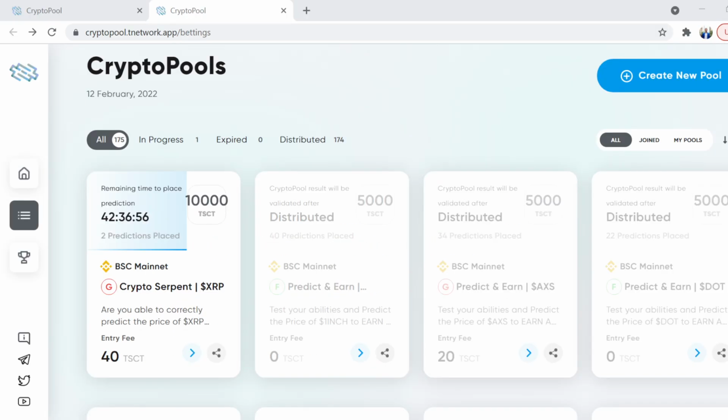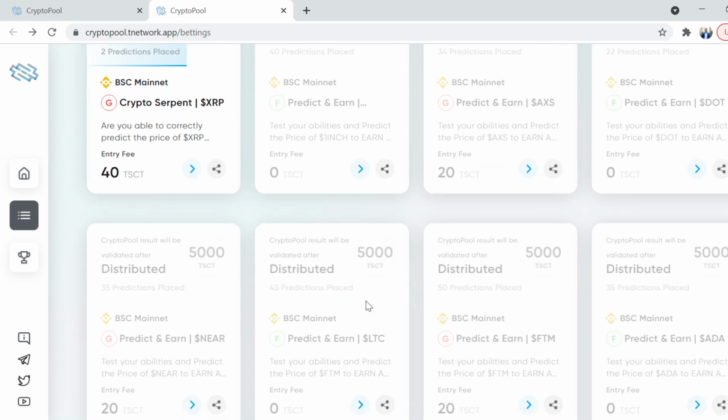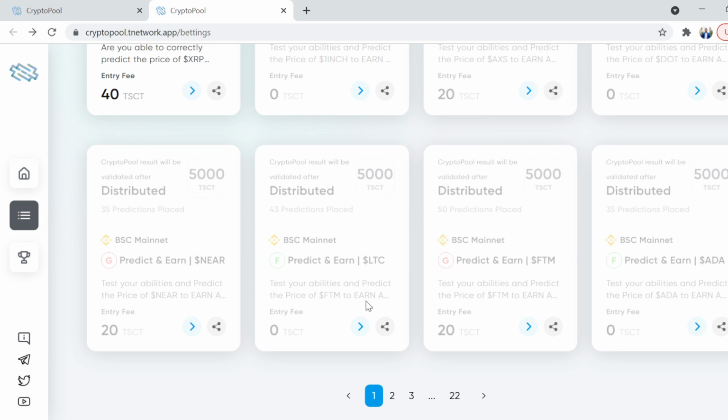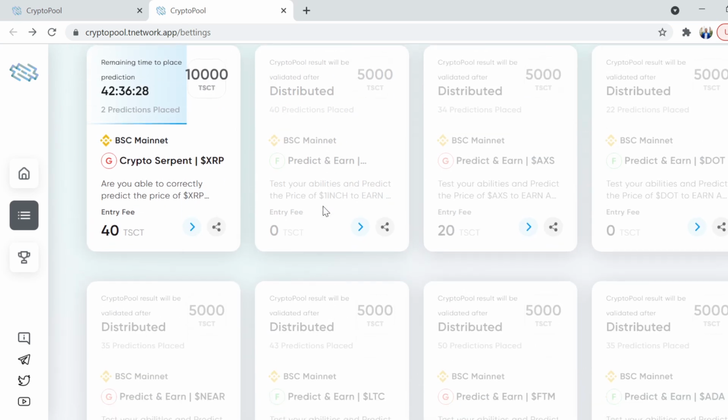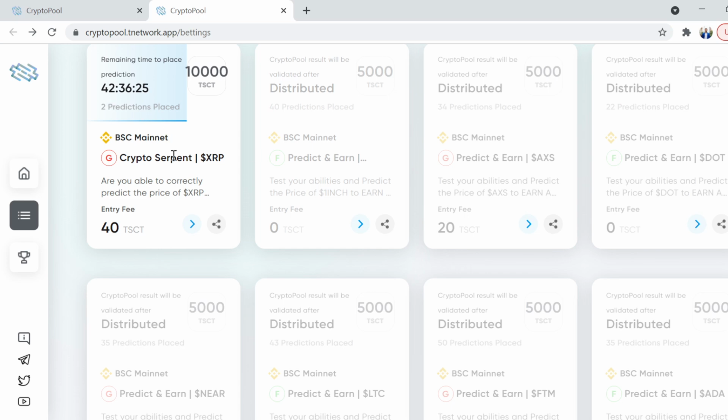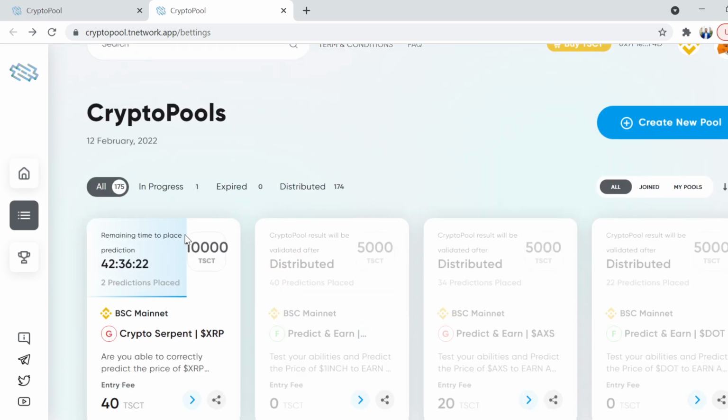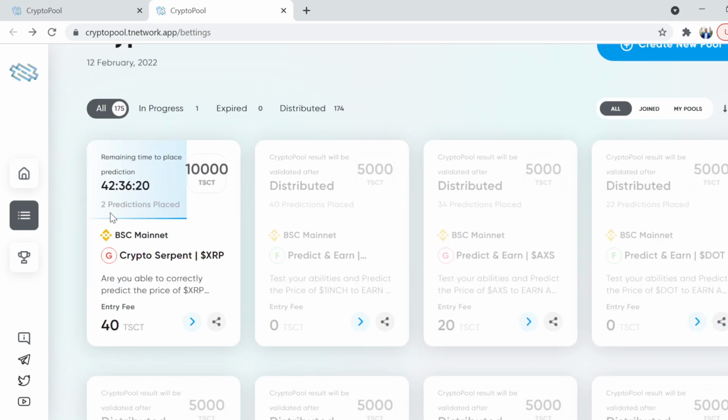Now, to wrap up today's video, I'm going to show you a brand new pool that has been made for the Crypto Serpent community for XRP. So when you go into the pools, you can see that there are all different types of pools available, and you can see the ones that are in progress, the ones that are finished, so you can get an idea of which ones are around. There were ones about predicting FTM, ADA, and the list goes on, DOT. But when it comes to the XRP one for the Crypto Serpent, when you are on the app, you can go here, you can see how long is left on it.